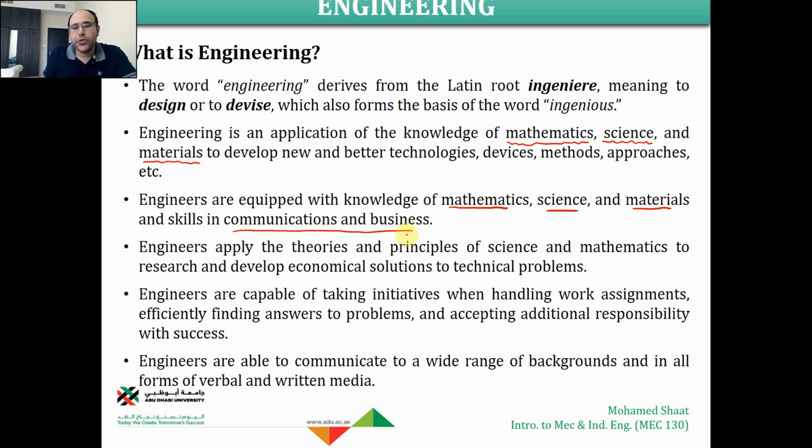Engineers apply the theories and principles of science and mathematics, and we can add materials to them, to research and develop. This is also one of the things an engineer could do. Engineers could use mathematics, science, and materials to design something new, to create or invent new technologies, devices, methods, and approaches. In the meanwhile, they can also use mathematics, science, and materials to research and develop. R&D, this is commonly known as the R&D division, right?